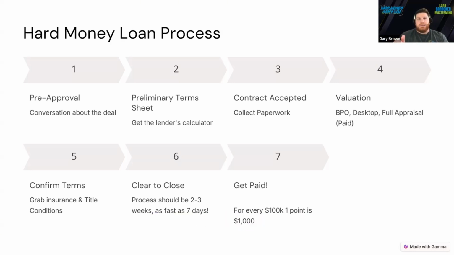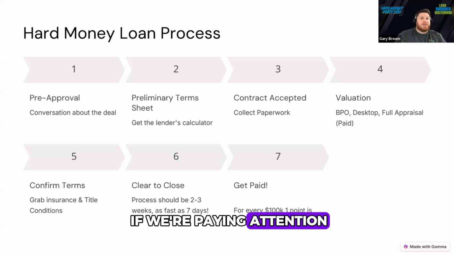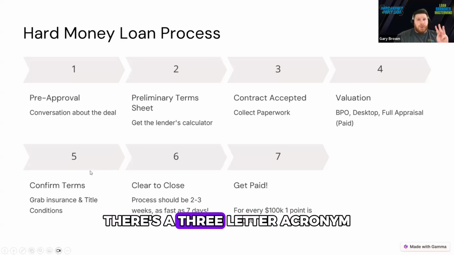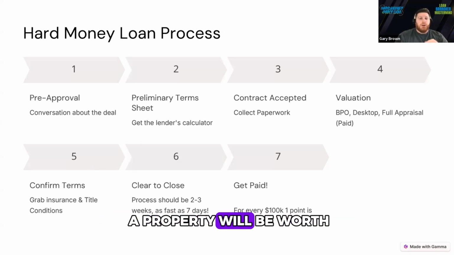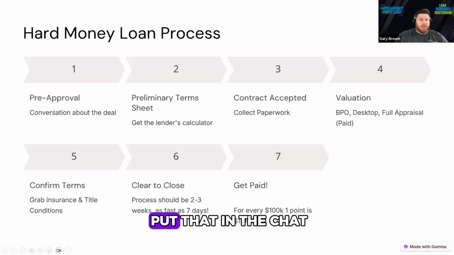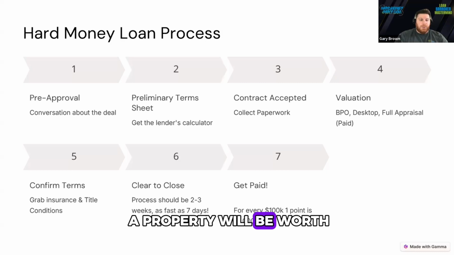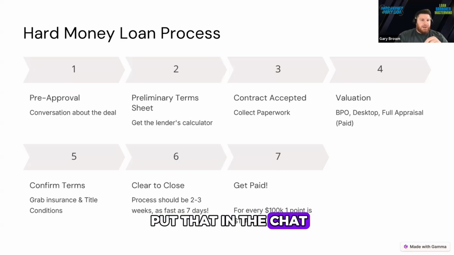All right, let's see if we're paying attention here and see if there's any experts in the room. There's a three-letter acronym that stands for what a property will be worth once it's all fixed up. Go ahead and put that in the chat. Were you guys not even seeing this? No, you were. Perfect. Okay, guys, it's ARV.